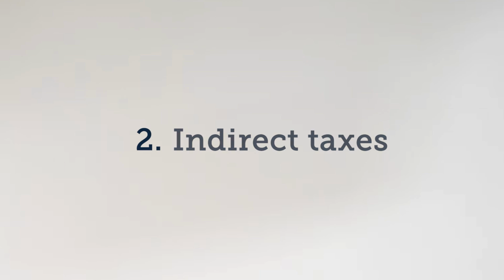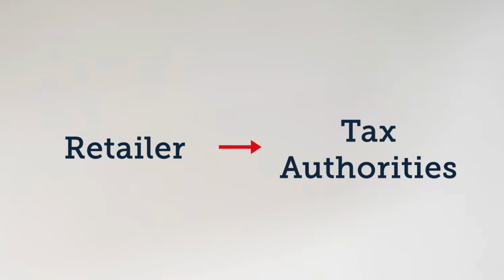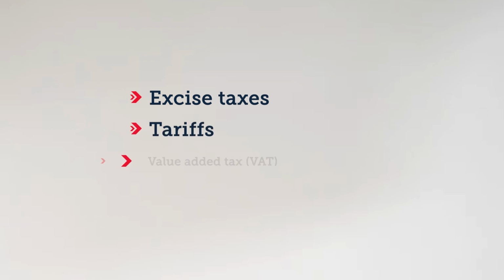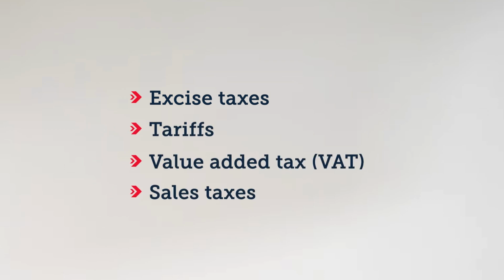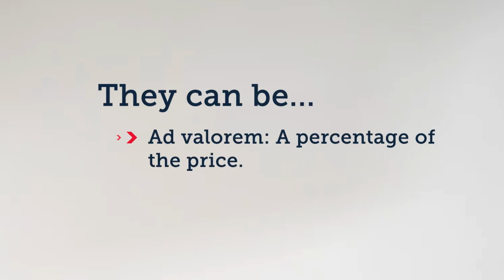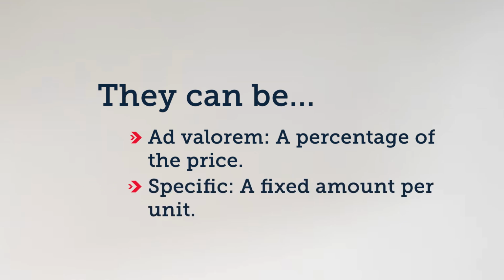Second, there are indirect taxes. These are taxes collected by an intermediary, such as a retailer, and then passed on to the tax authorities. The burden of these taxes often falls on the end consumer in the form of higher prices. Examples include excise taxes, tariffs, value-added tax, and sales taxes. They can be ad valorem, meaning a percentage of the price, or specific, a fixed amount per unit.